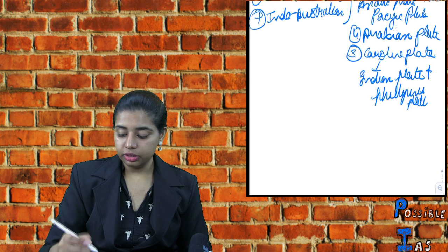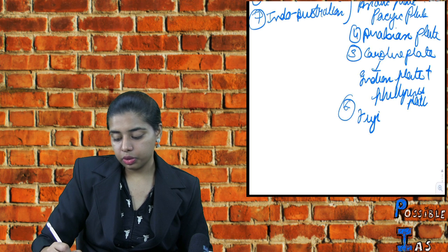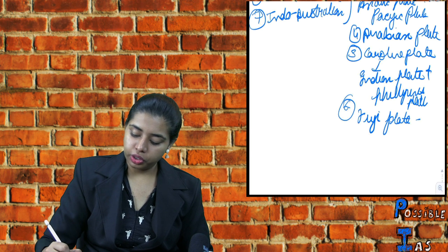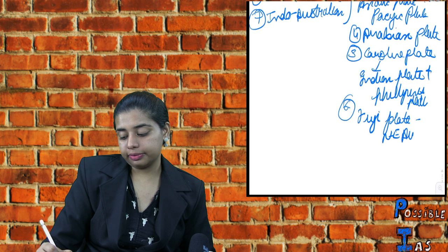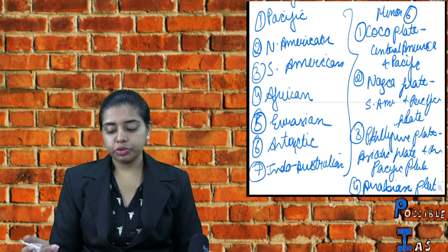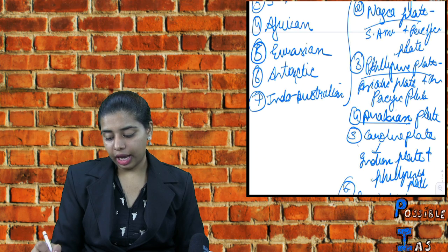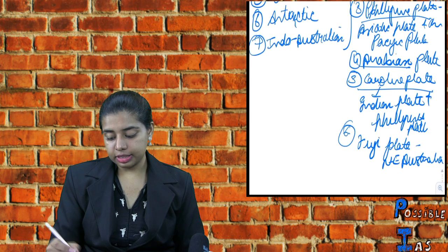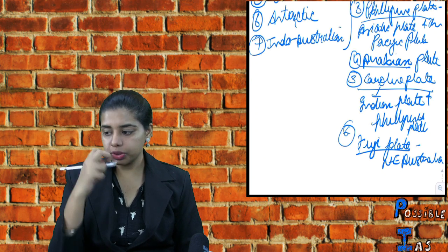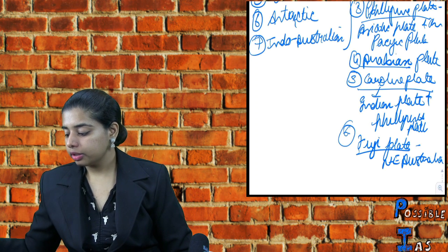And finally, number 6, you have Fuji plate, which is located northeast of Australia. Okay. So these are the 6 minor plates which are important: Cocos, Nazca, Philippines, Arabian, Caroline, and lastly Fuji plate. Okay. So these are the minor plates which are present all throughout the surface of the earth.